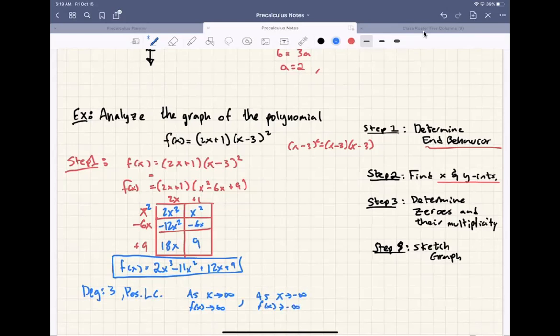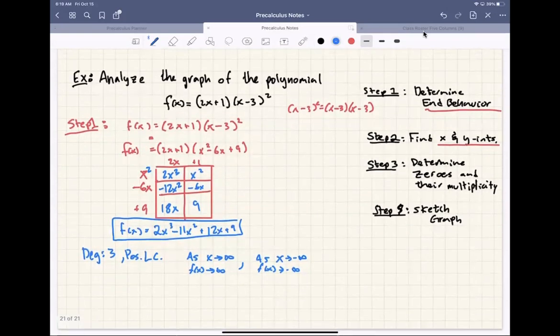Right. Okay. Now we've got to determine the zeros and their multiplicities. First, let's find the x and y intercepts. So step 2, finding the x and y intercepts. For x, they're pretty easy. For x-intercepts, you're going to do 2x plus 1 equal to 0 and x minus 3. Let me just write the whole thing out so you're less confused. So we're going to have 2x plus 1 times x minus 3 squared equal to 0.